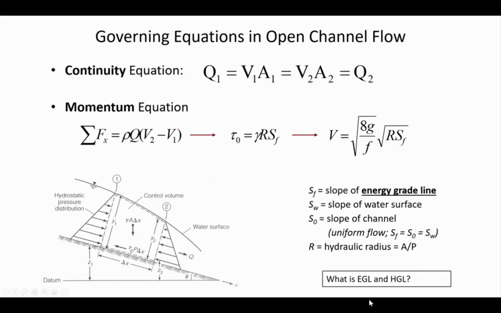Now remember, EGL is the energy grade line, and here we have the hydraulic grade line is the water surface. But the energy grade line would be above the water surface. And it would be above it some distance that's calculated by v squared divided by 2g. The velocity head is how high above the water surface the EGL is.